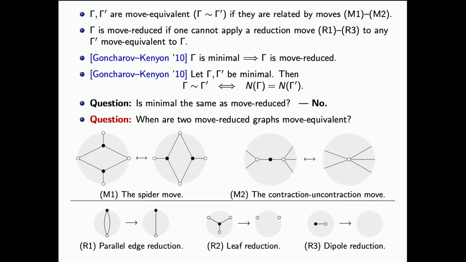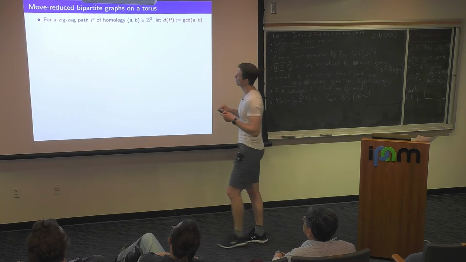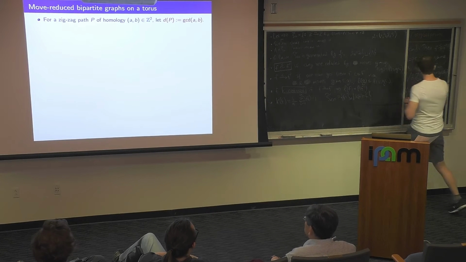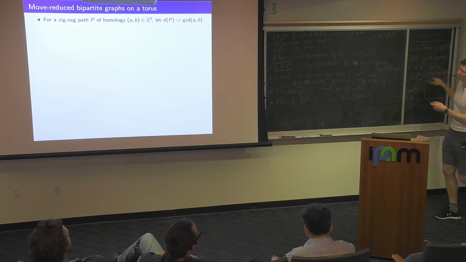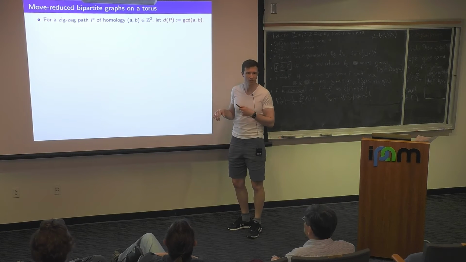Right? That's the motivating question, and let me tell you the answer. For any zigzag path, similarly to here, d of g was the GCD. Here, d of a zigzag path is going to be also the GCD of the homology vector.